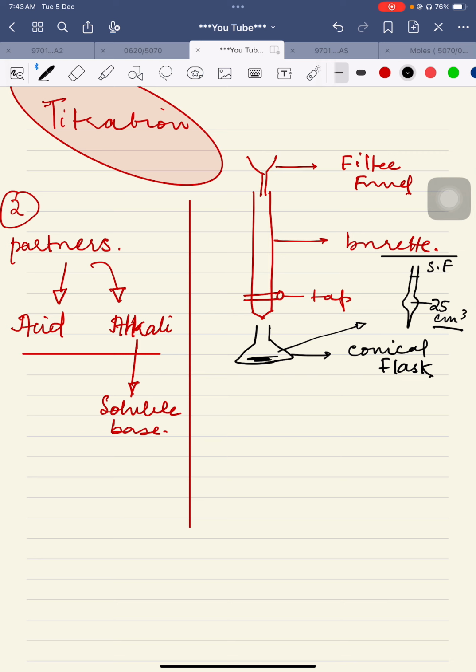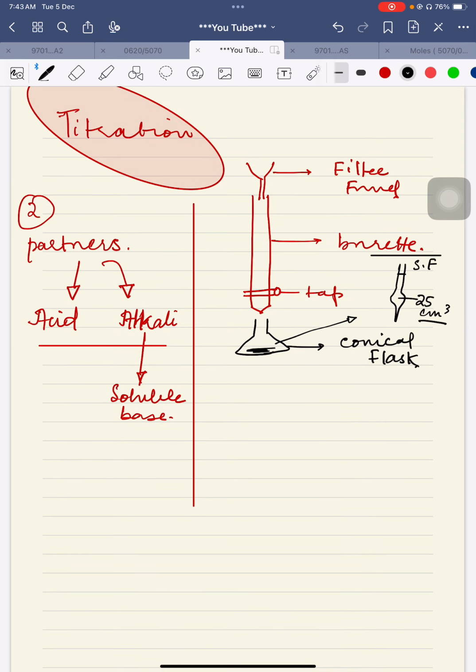All right. So either of these two partners can be in the conical flask, and the other partner will automatically be in the burette. If the examiner tells you to take a specific partner, for example, if the examiner says HCl, one of the acidic partners of the reaction, should go into the burette, then you have to take it into the burette.